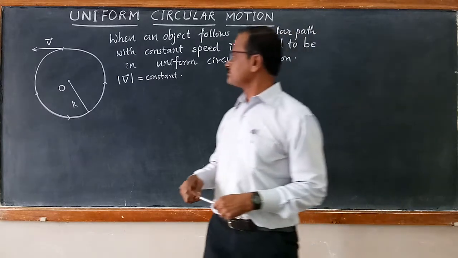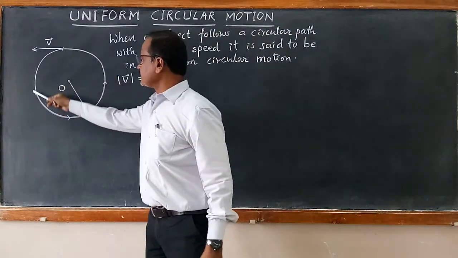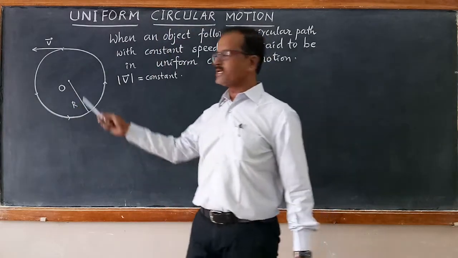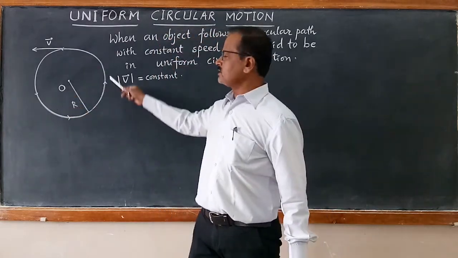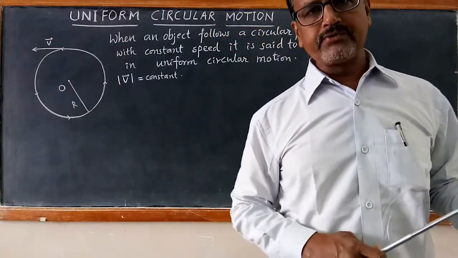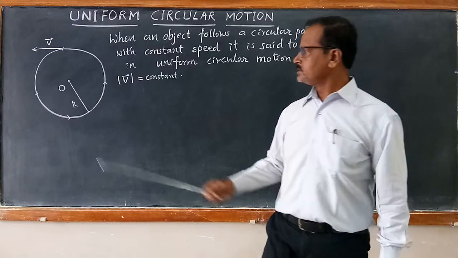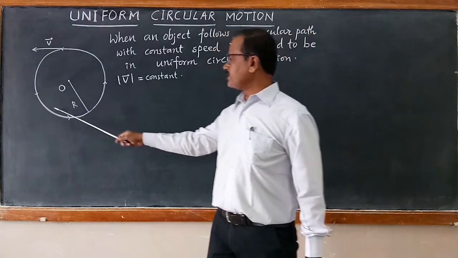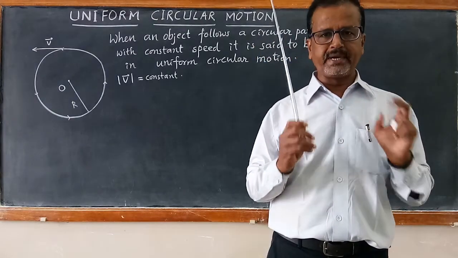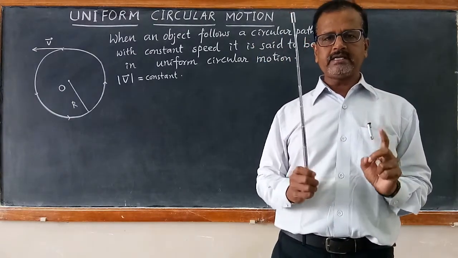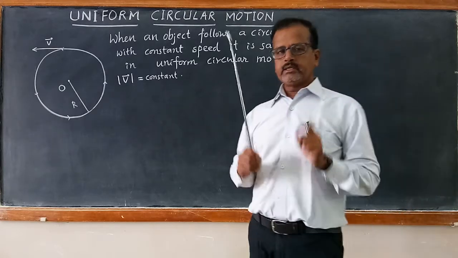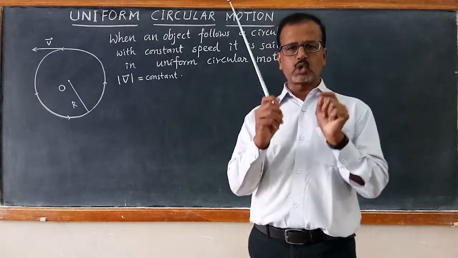Suppose an object is undergoing circular motion. An object that follows a circular path with constant speed is called uniform circular motion. Here the term uniform refers to constant speed.